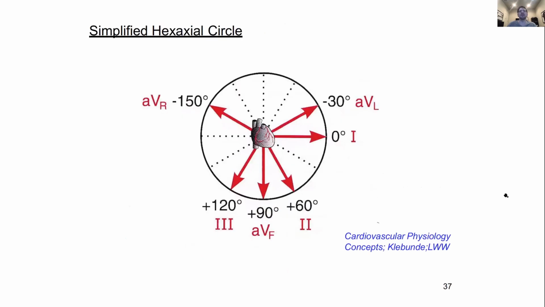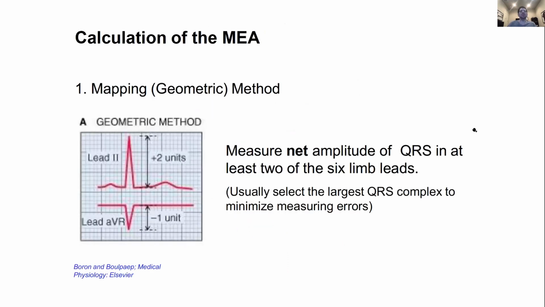Okay. This is just a down and dirty way to do it. You have 0, negative 30. So these are all the positive deflections we're looking at. This is the way I do it. Like I said, they can give you any of the leads and you could figure it out.